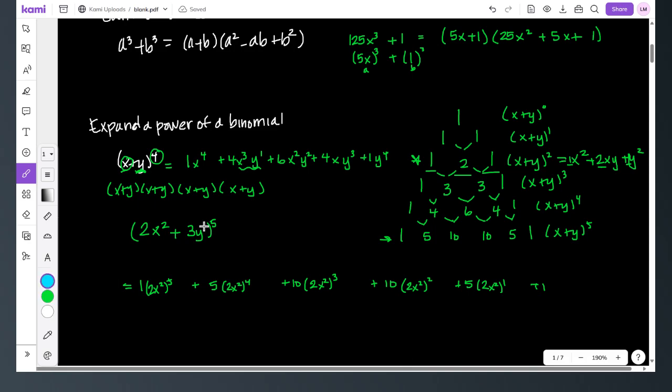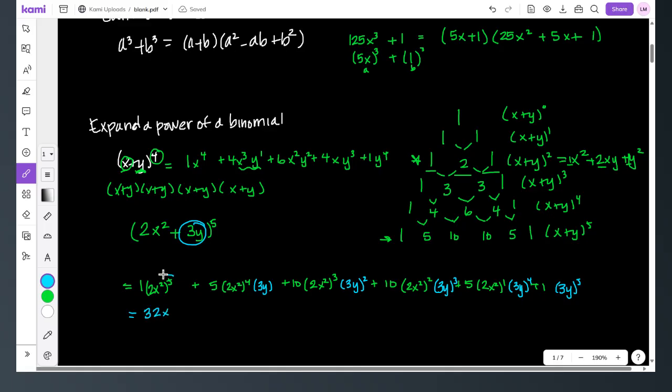All right, now we're going to come back with the 3y. So 3y to the 0, I'm not going to write that. All right, so 3y to the 1st, 3y squared, 3y to the 3rd, 3y to the 4th, 3y to the 5th. All right, now we're going to clean up. So 2 to the 5th, so I have 2x squared multiplied 5 times by itself. So 2 times 2 times 2 times 2 times 2. So that's 8 times 4, so it's 32.